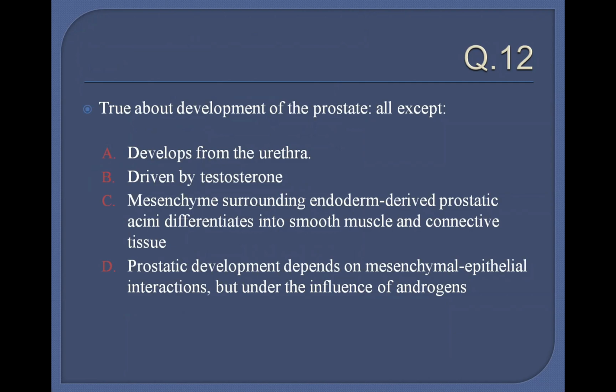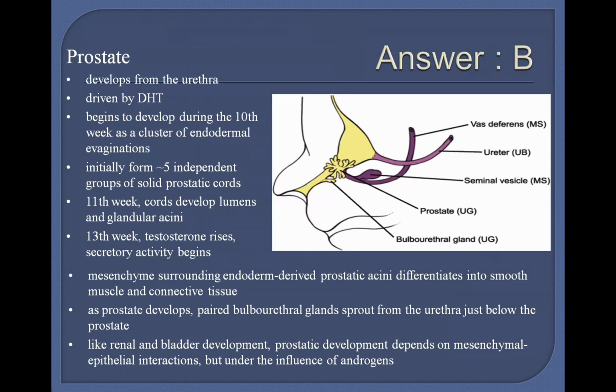Option B, actually, it is driven by dihydrotestosterone. So that is why the incorrect answer is given as driven by testosterone, option B. The C and D options are correct. These outgrowths, mesenchyme surrounding endoderm-derived prostatic acini differentiates. So there are outgrowths from the prostatic urethra, forming buds, which will ultimately give rise to formation of prostatic stroma. And this is driven by dihydrotestosterone.